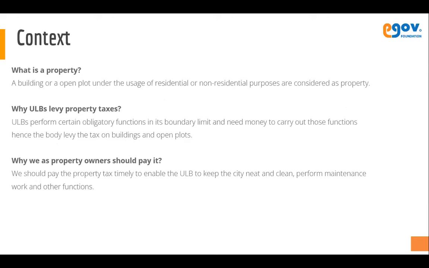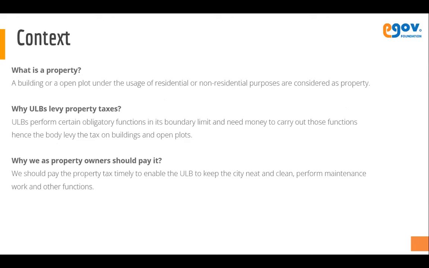So what is property in that case? We are talking about property tax, which is the main source of income for the ULBs. Property is a building or an open plot within the ULB limit. If it's a building or open plot of residential or non-residential usage, that is considered a property. And the owner of the property then has to pay the tax.